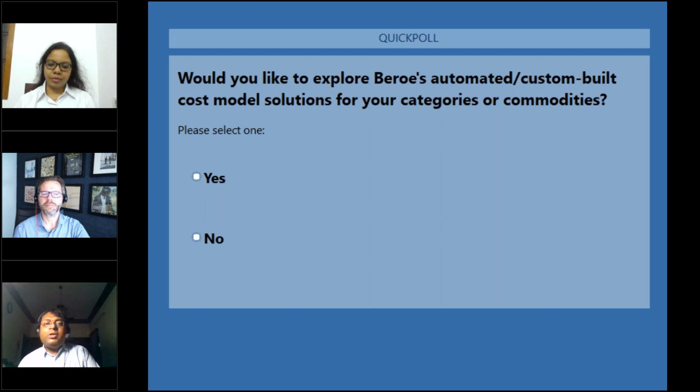So, Robert, while attendees are answering this poll, why don't we take up this question? This is from Sarah Gladwin. Sarah is asking, using a quotation analysis from the supplier to break down the materials, labor, overheads, and profit is the preferred method in the automotive sector, that is, to negotiate best practice with suppliers. I think it's more of a comment. Do you concur?